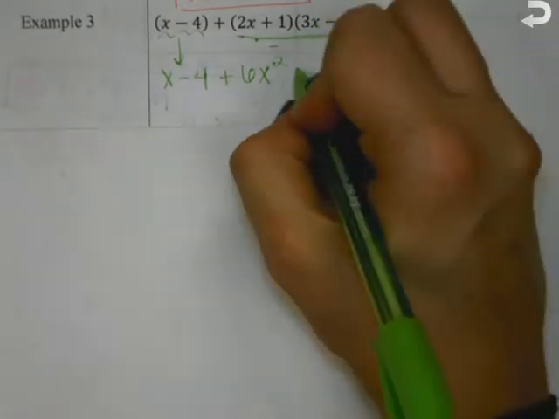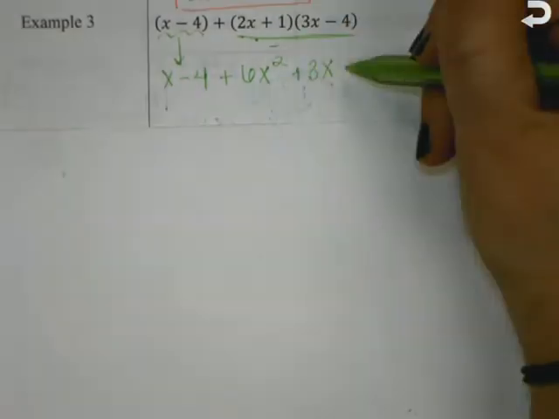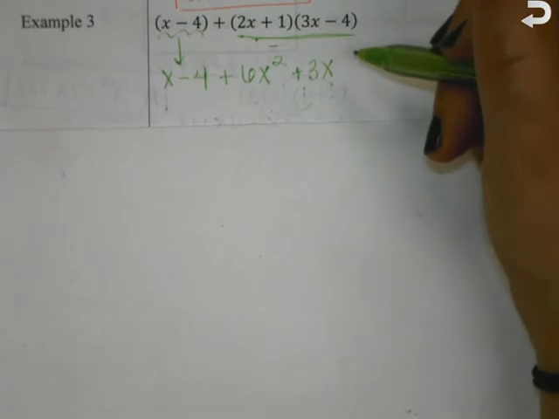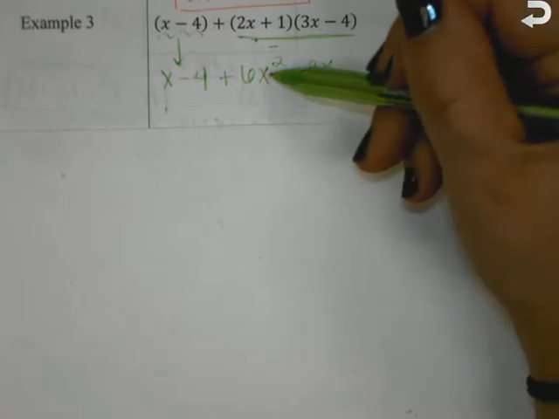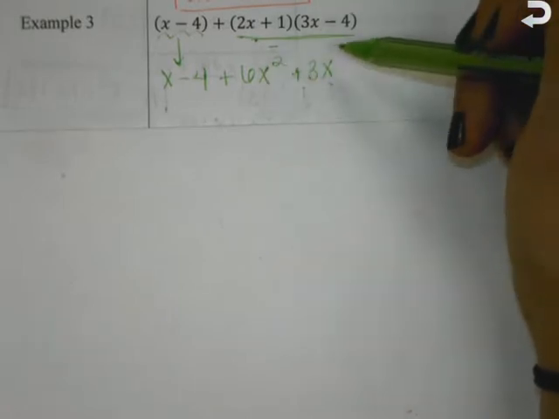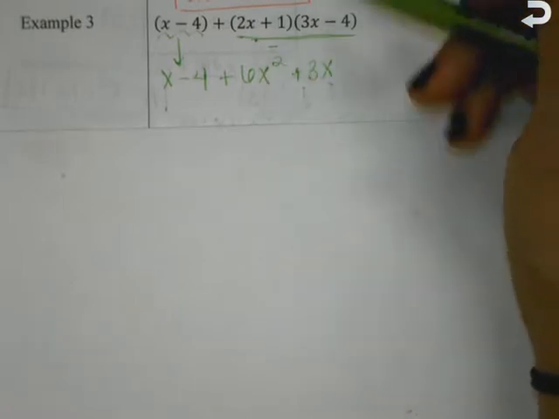Okay, what's the next term? Which one x am I missing? Okay, so we have 6x squared plus 3x. What's the next one? Negative 4. So we're missing one, guys.